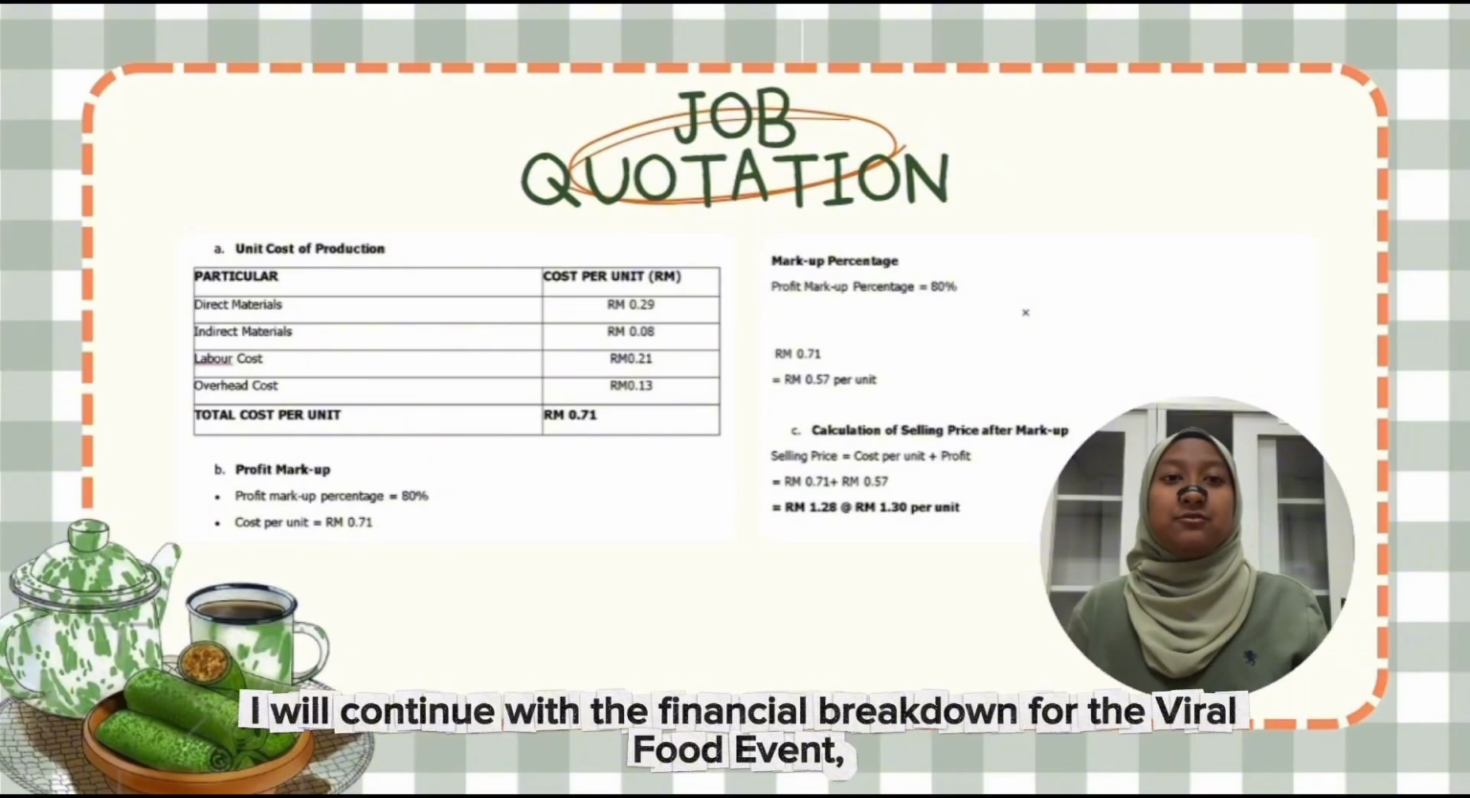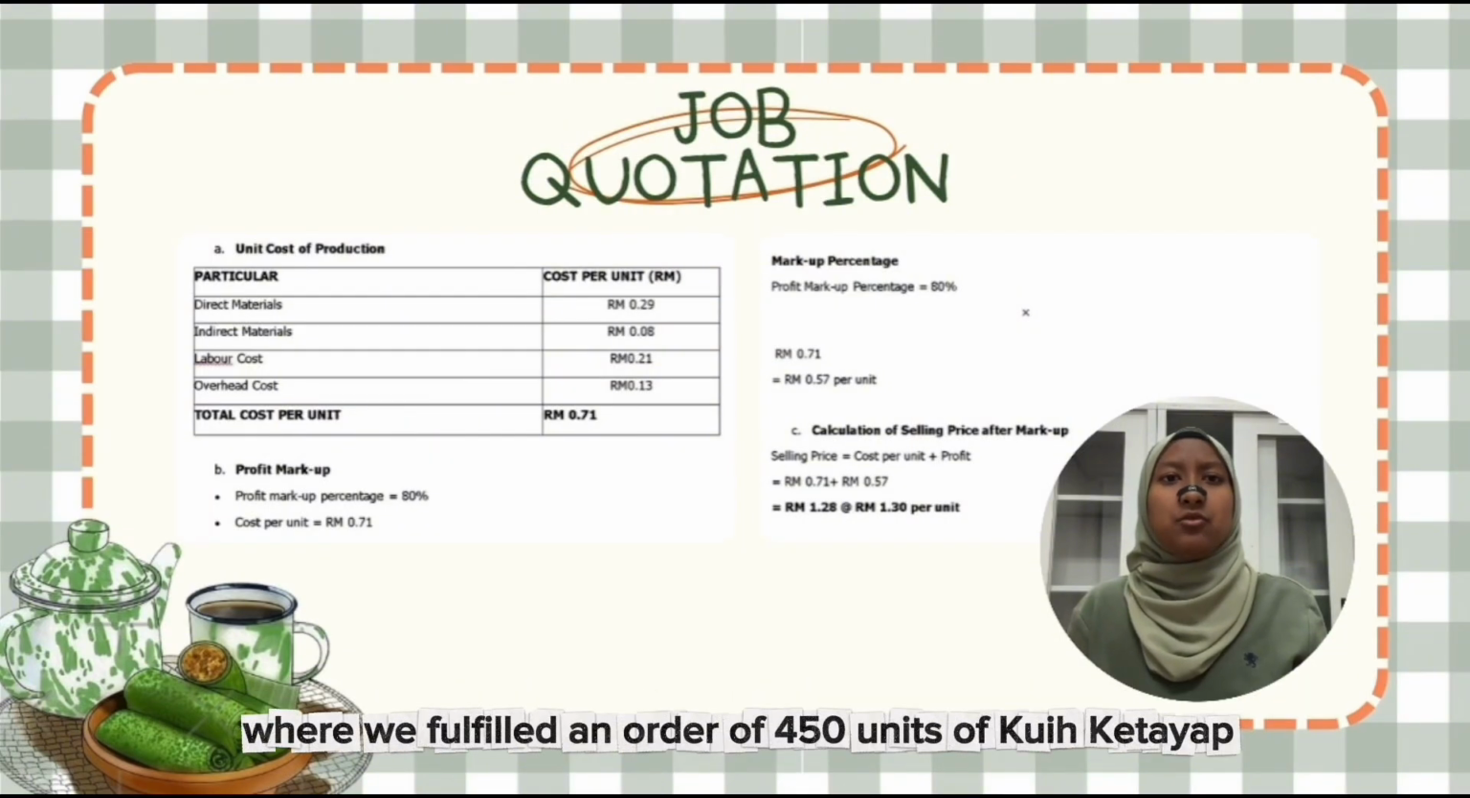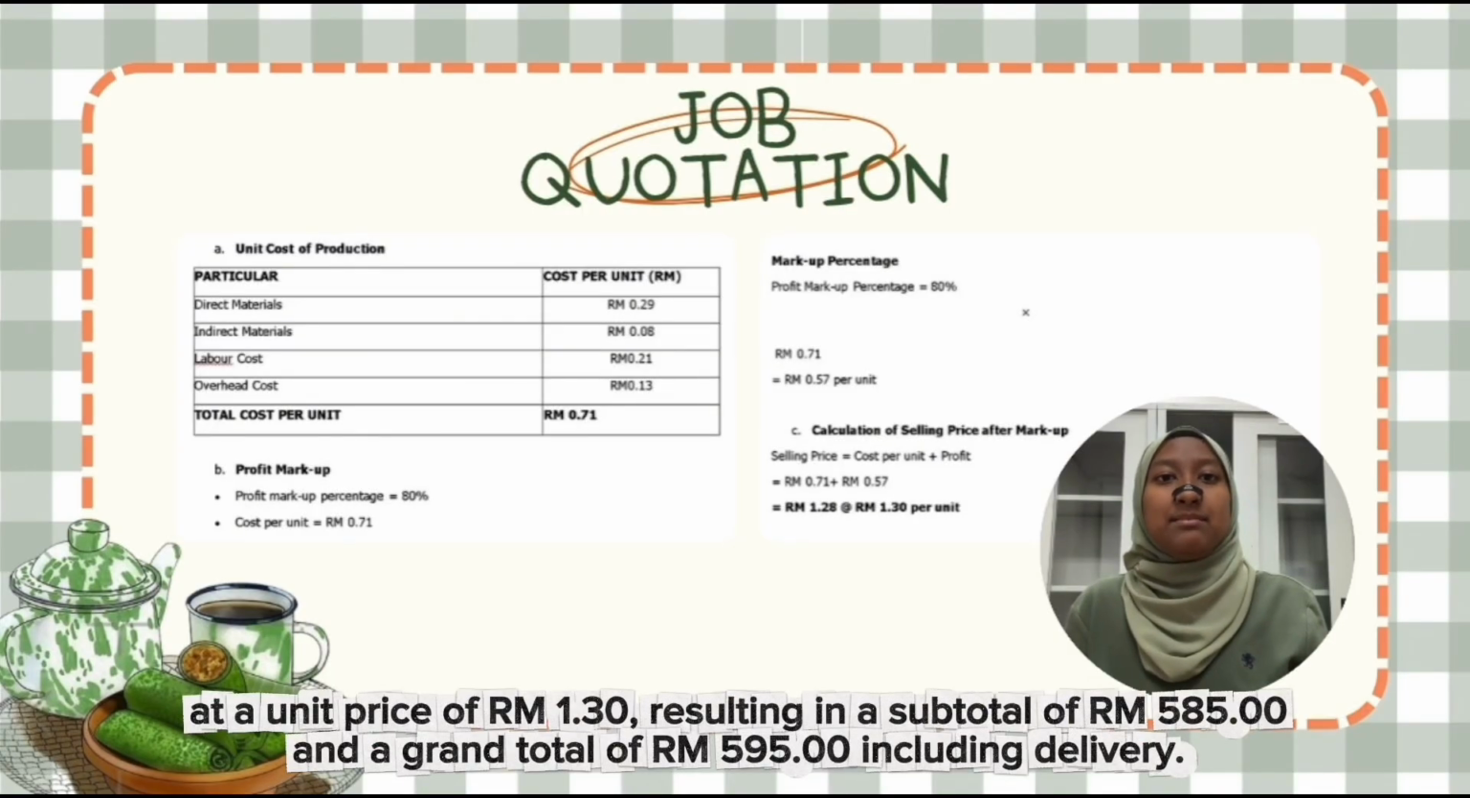For the viral food event quotation, where we fulfill an order of 450 units of kuih ketayap at a unit price of RM1.30, resulting in a subtotal of RM585 and a grand total of order is RM595, including the delivery fee.